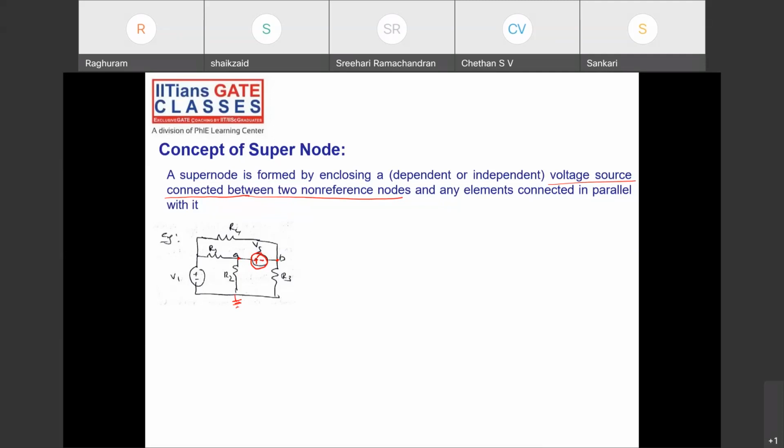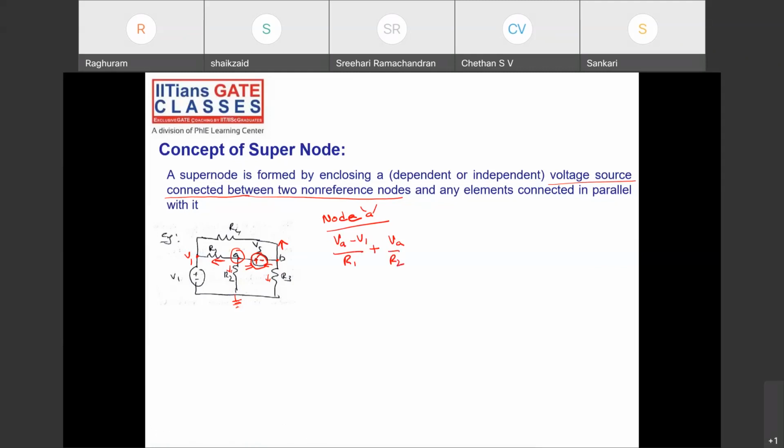Look here. For writing currents at A, tell me at node A, these are all the leaving currents. This voltage is V1, and for B, these are the leaving currents. Now tell me the equation for node A. What is this leaving current? Anyone? (VA minus V1) by R1. Next, plus VA by R2.